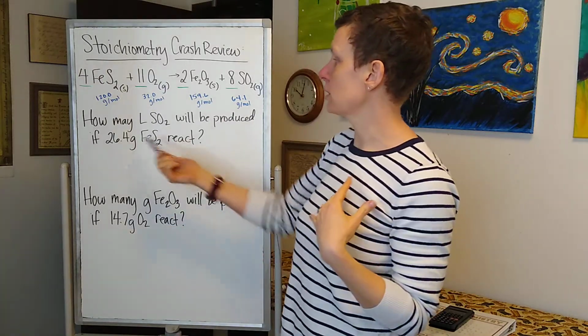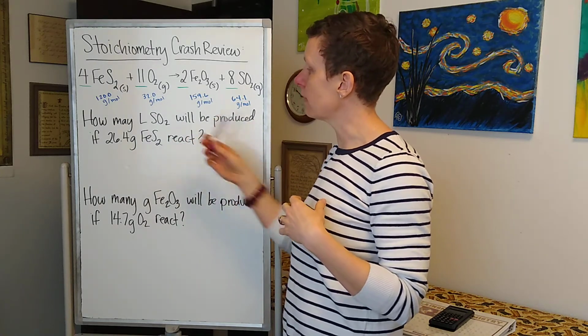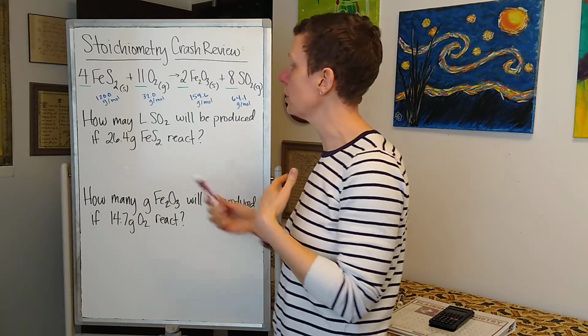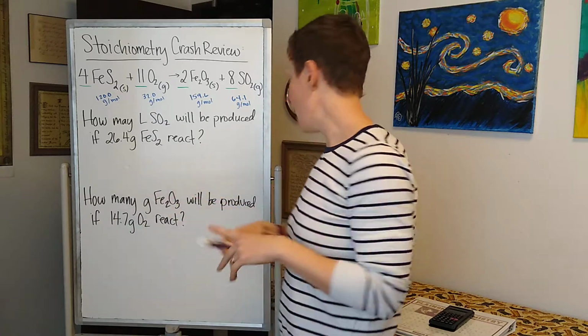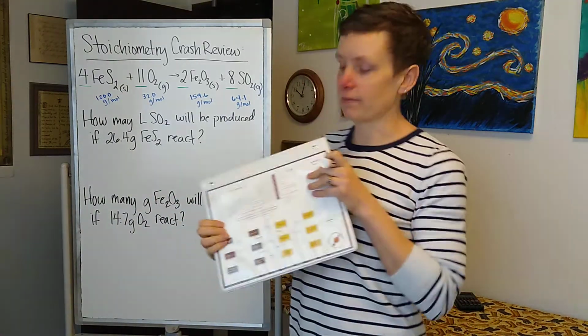So we might have a question like this one. How many liters of SO2 will be produced if 24.6 grams of FeS2 react? Okay, so now we're looking for liters. We are starting in grams, which is a mass. And so this is a much more complicated problem, many more steps, okay?